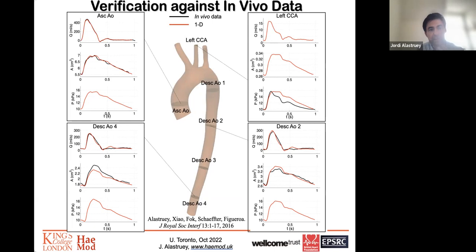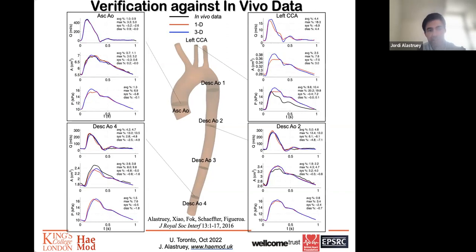So in this study, we had to reduce the number of arteries to have a model with a large number of parameters being subject specific. And we were also able to show, first, that the 1D modeling can provide reasonable approximations, those are in red, to the in vivo signals in black. And second, that it is not necessary to have a large number of arterial segments to capture the main features of blood flow and area waveform in the aorta.